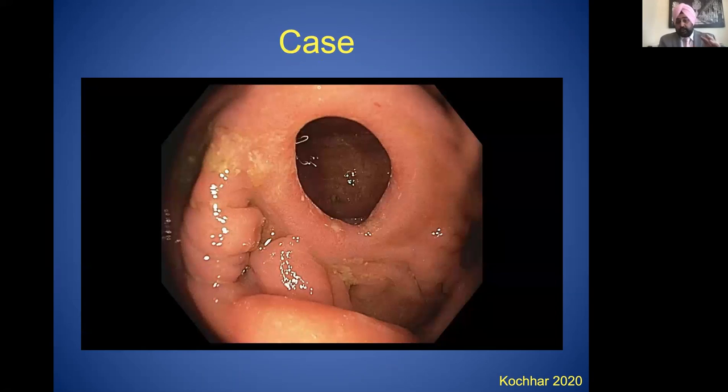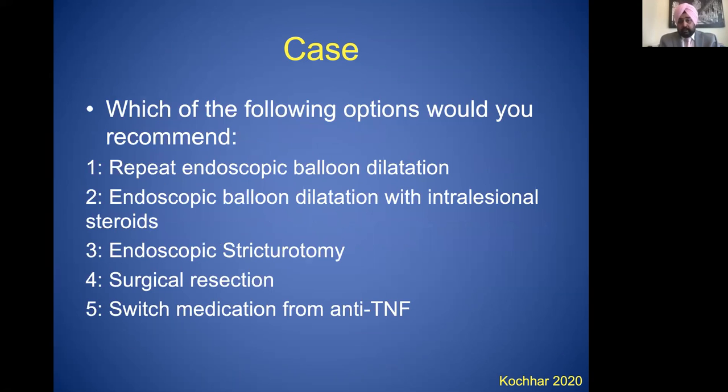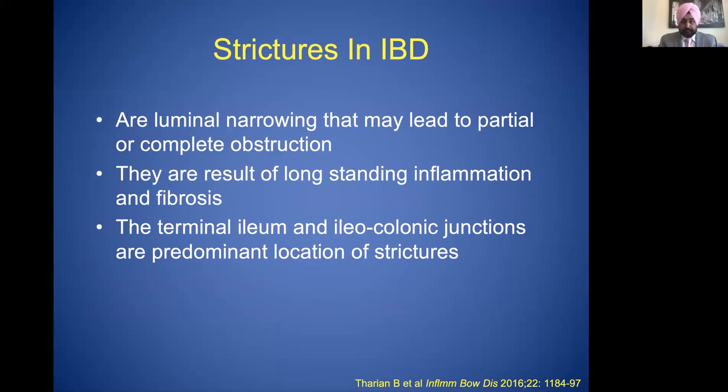This is the stricture on the colonoscopy view. For this patient, what would you recommend? Repeat balloon dilatation with injection of steroids, do an endoscopic structurotomy, surgical resection, or switch medications from anti-TNF. I want you all to register your answer, and we will come back at the end of the discussion and see what we did with this patient.